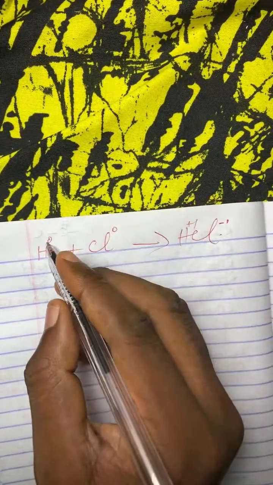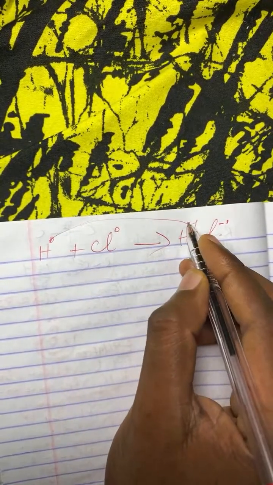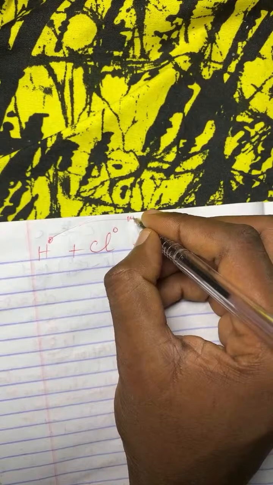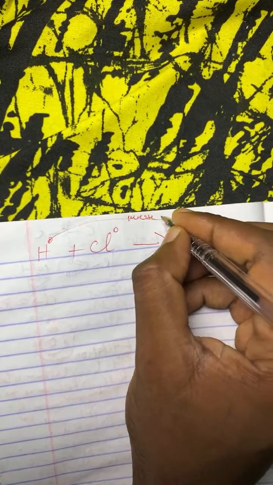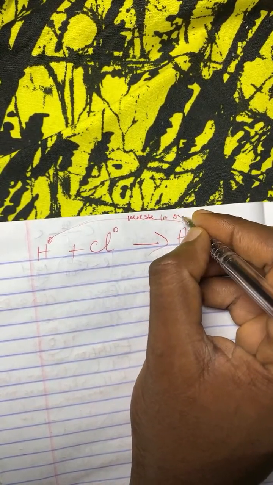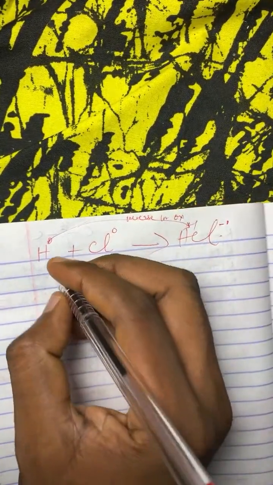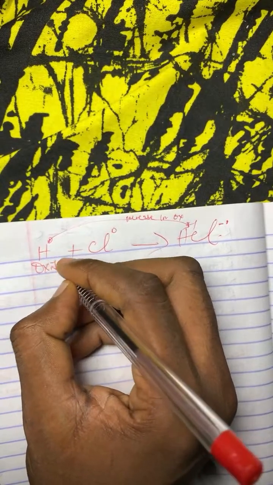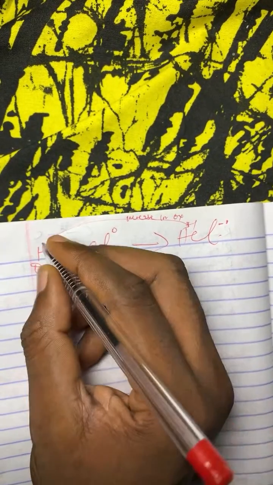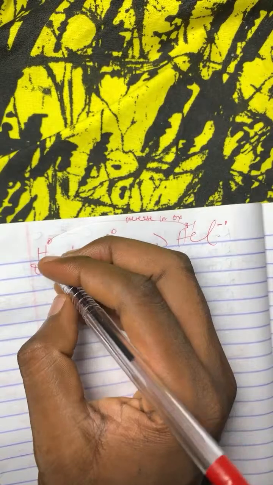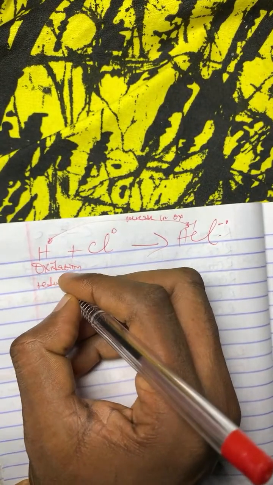So when we move from 0 to +1, it is what? Increase in oxidation state. Are we there now? So increase in oxidation state is what? Oxidation. And if hydrogen undergoes oxidation, that means hydrogen is what? A reducing agent.